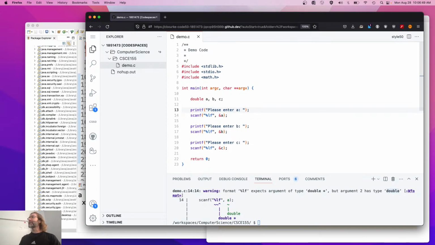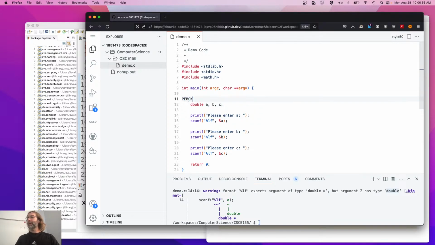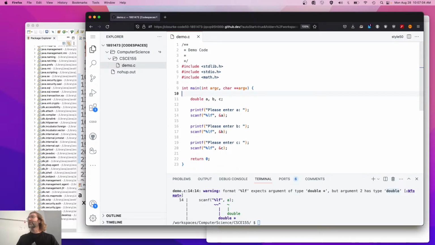You cannot protect yourself against the PEBCAC user. So what is PEBCAC? The problem exists between the keyboard and the chair. Right? So if I say please enter A and you say I'll just mash my keyboard here, what happens? Well, that's on you, man. Right? You can't reach out of the screen and make them give you good input.